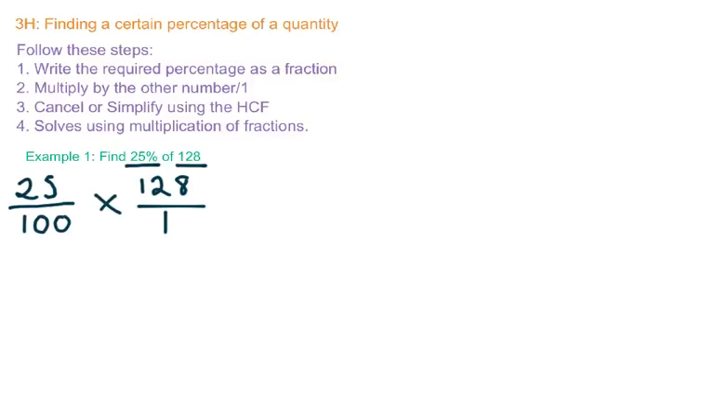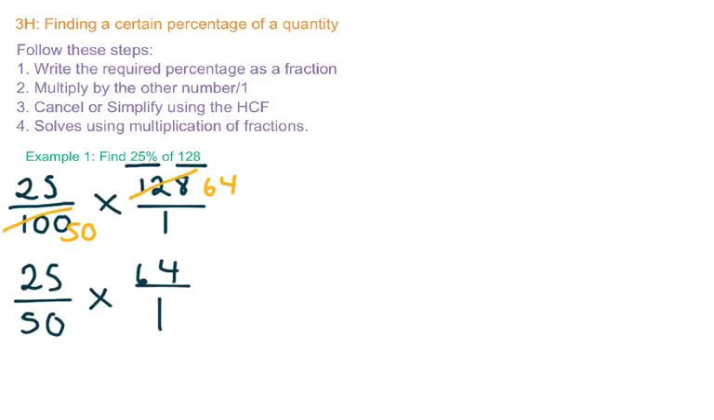Okay, I'm going to start by looking at the 100 and the 128. I know that they're both even numbers, so I'd know that 2 will definitely go into each of them. So I'm going to start with the number 2. I know that 2 goes into 100 50 times, and that 2 goes into 128 64 times. From there, I'll rewrite the equation so that it becomes 25 over 50 times 64 over 1.